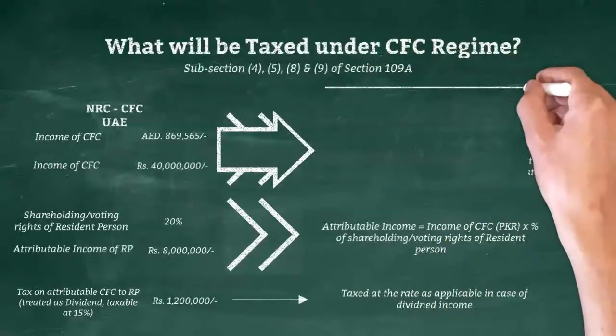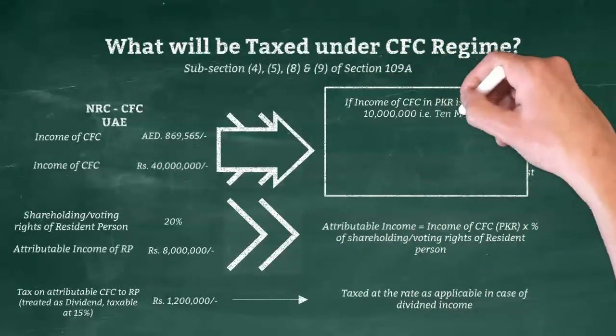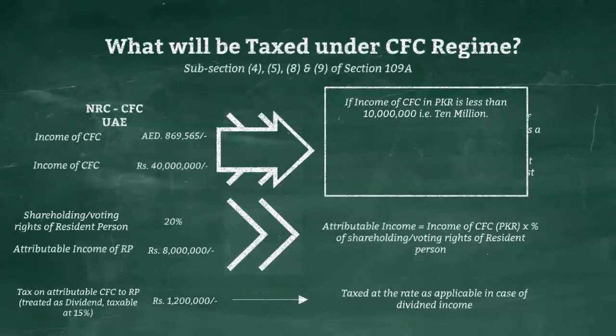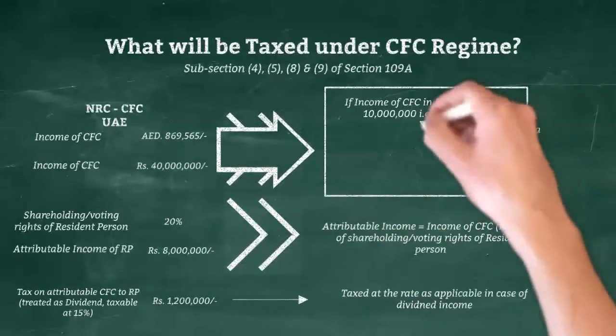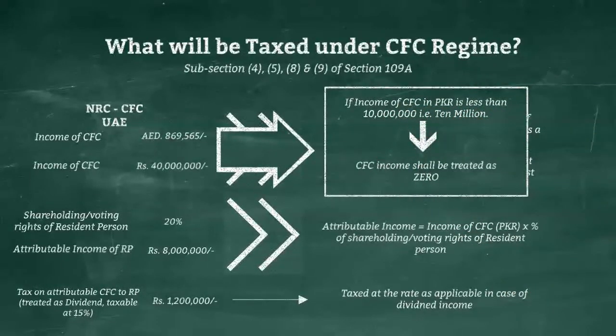At this stage, the law provides another exclusion clause. That is, if the income of the CFC in Pakistan currency for a shareholder is less than rupees 10 million, then the CFC income shall be treated as zero. To clarify, this exclusion is not for determination of a CFC, because the CFC shall remain a CFC in this case, but the law provides a minimum threshold for taxability of income and treats any income below 10 million as nil, therefore no tax in that case.